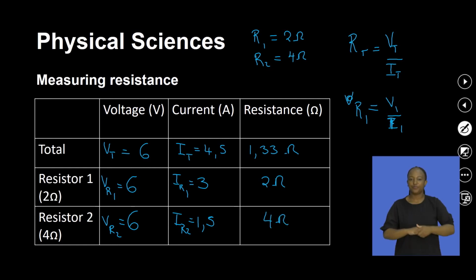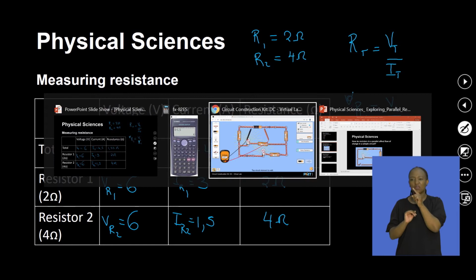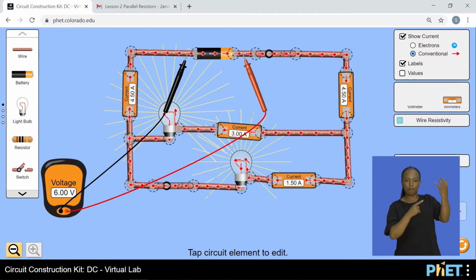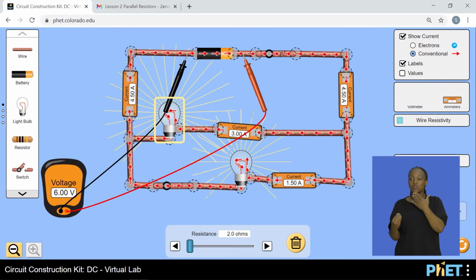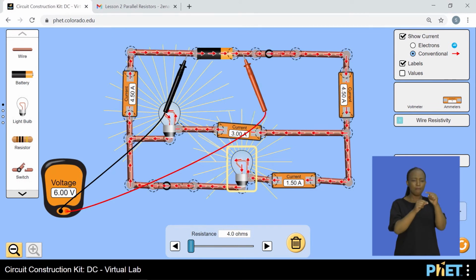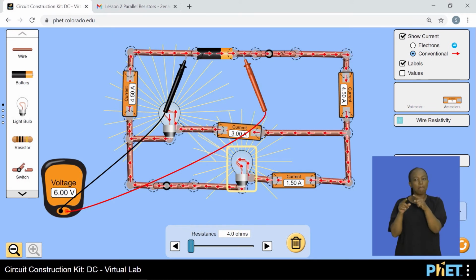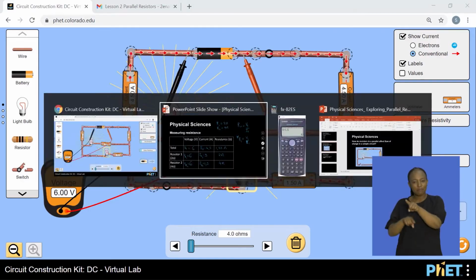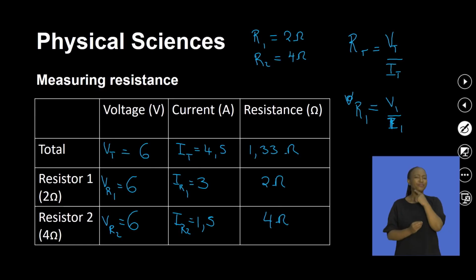There's something very interesting here. If we go back to that circuit and verify the resistance of each one of those, you'd realize that R1 is 2 ohms and R2 is 4 ohms, which are exactly the same values that we obtained in the last column. But there's something also very interesting here. You realize that the effective resistance, which is the R total in the circuit, is 1.33.